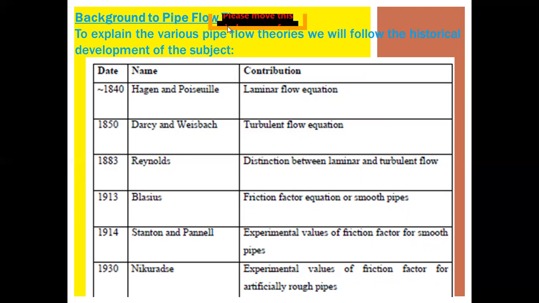In that, the first one, in the year 1840, Hagen and Poiseuille contributed some theories for the laminar flow equation. Hagen Poiseuille has given a theory explaining how laminar flow occurs in a liquid, and based upon some assumptions and some derivations, he gave some formulas.